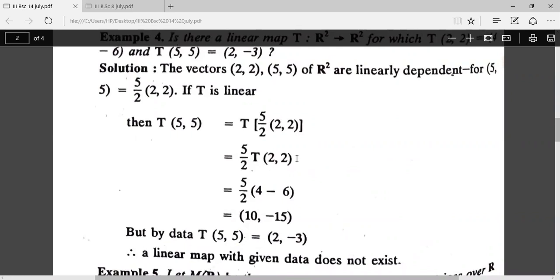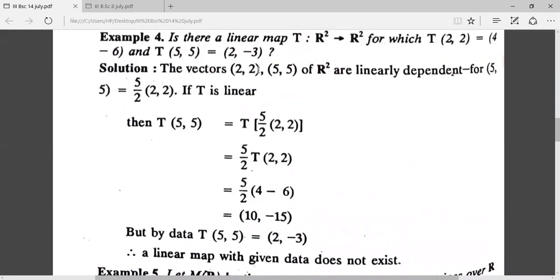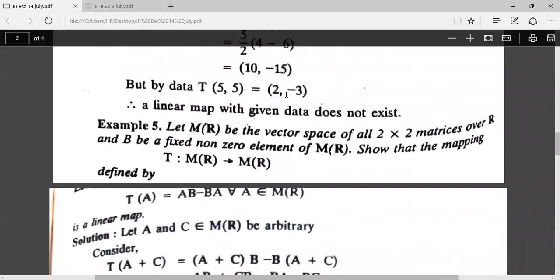Why it doesn't exist? This is just because (2, 2), (5, 5) is not a basis. Why it is not a basis? Because it is linearly dependent. It is just linearly dependent. Okay, let us take another problem.